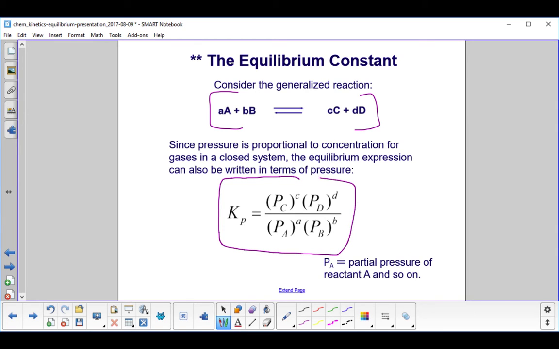And everything is the same here as the previous expression, except instead of this term, which was the concentration of species C, we take its partial pressure, and again we raise it to the same coefficient as we did there. So P sub A is the partial pressure of reactant A, B would be the partial pressure of reactant B, and then C and D would be the products.